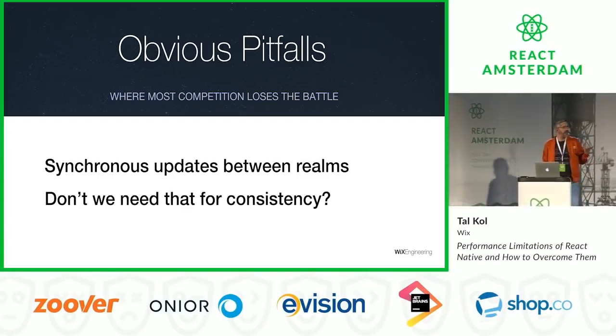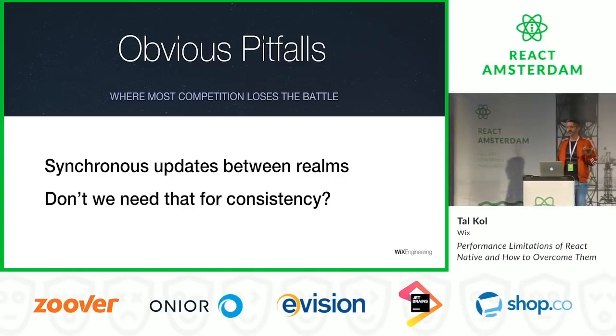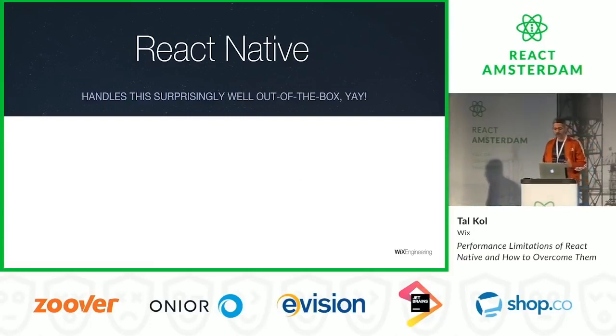But it seems that we have to have that, right? We need that for consistency, don't we? Because let's say that we have a JavaScript line that changes the color of a button to blue. And the next JavaScript line checks what is the color of the button. Now, if the update was asynchronous, if the native side did not handle it yet, then the response that we would get in the second line would not be correct. And this is something that we need to take care of. So how is it working?